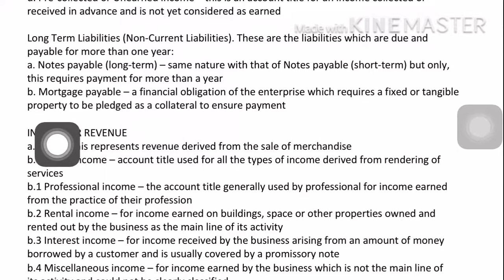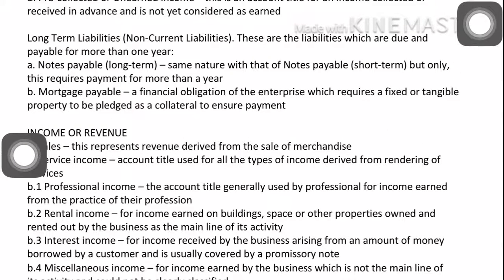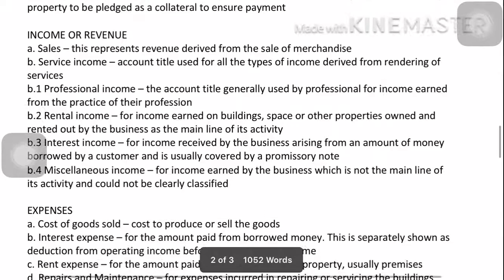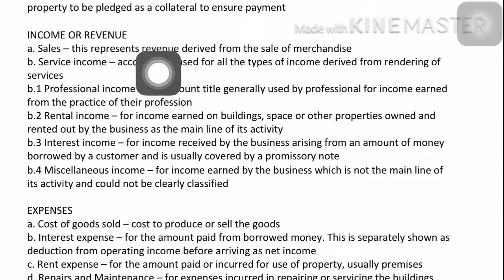So, next is mortgage payable, a financial obligation of that enterprise which requires a fixed or tangible property to be pledged as a collateral to ensure payment. So, ang kasagaran nagabutan is ang kanang big company before sila mag-put on trust sa isa ka tao is magpakita pag collateral ang isa ka tao. Example, is lot title. Kasagaran gina collateral is lot title man.